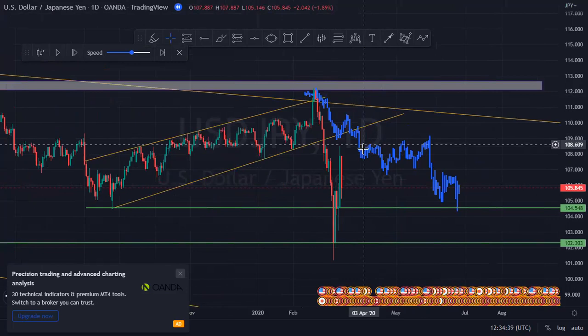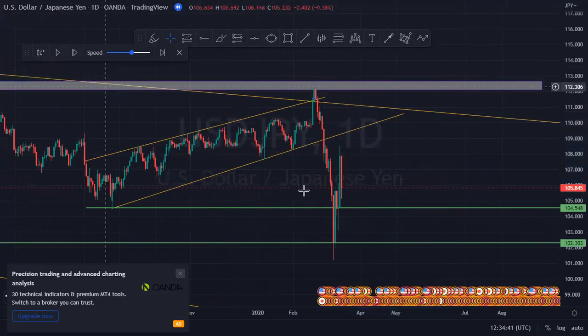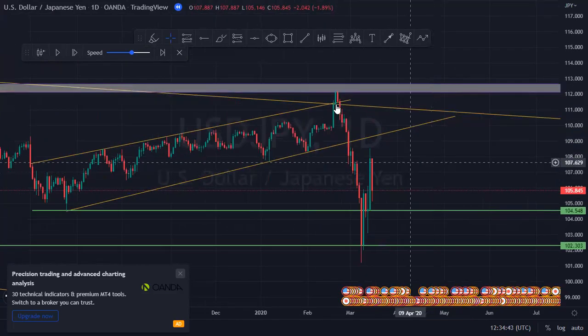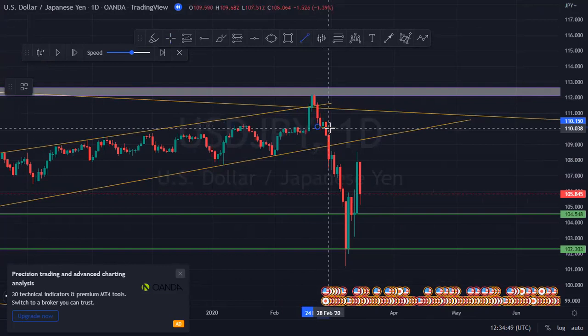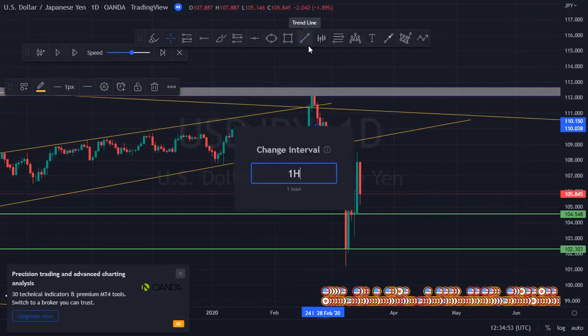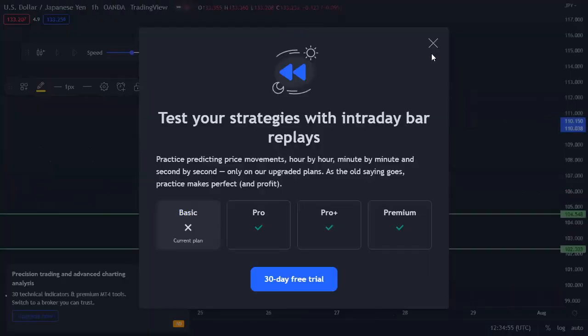Where would I have entered my market? I would have entered here. This is the daily. I would have probably entered here. This small green thing in the lower time frame is a correction. Let me just go to the 1 hour to show you this correction.